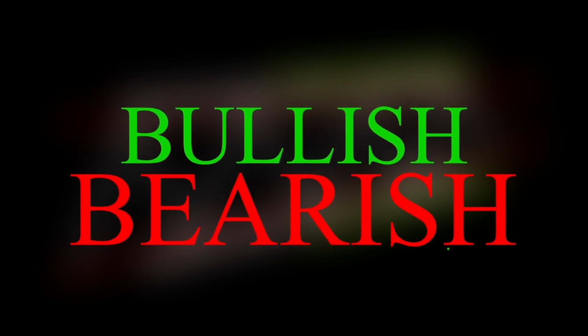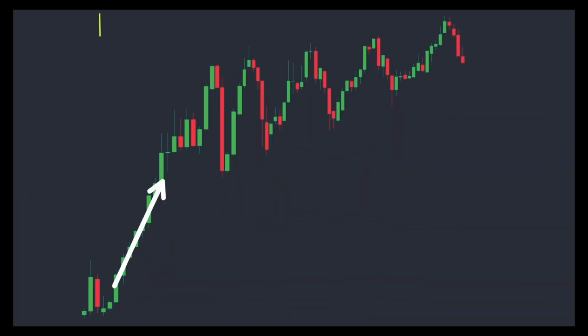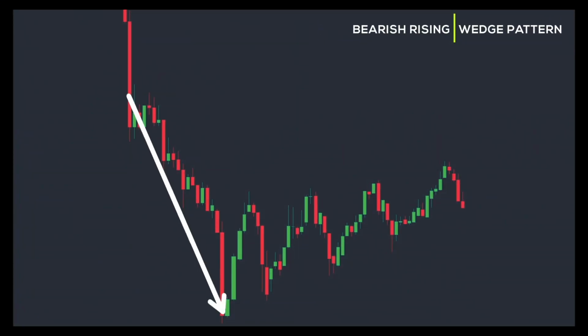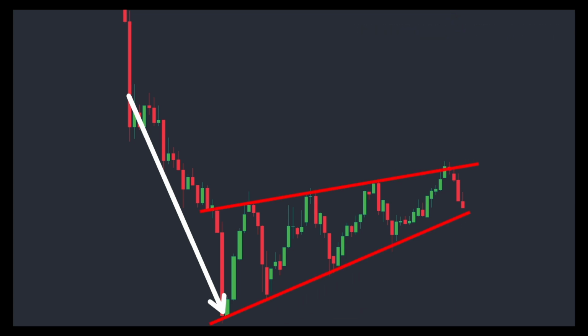This pattern can be formed in both a bullish and a bearish market. A bullish rising wedge starts with an uptrend followed by the pattern formation. A bearish rising wedge starts with a downtrend followed by the pattern formation.